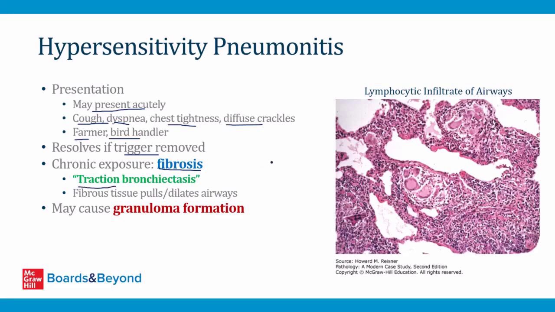So I talk about bronchiectasis in another video, but it's a dilation of the airways. And in traction bronchiectasis, what happens is fibrous tissue pulls and dilates the airways, causing bronchiectasis. Normally, it's associated with chronic inflammation within the airways. In traction bronchiectasis, it's because of fibrous tissue outside the airways pulling and dilating those airways. You can also see among patients who are chronically exposed to triggers for hypersensitivity pneumonitis formation of granulomas.